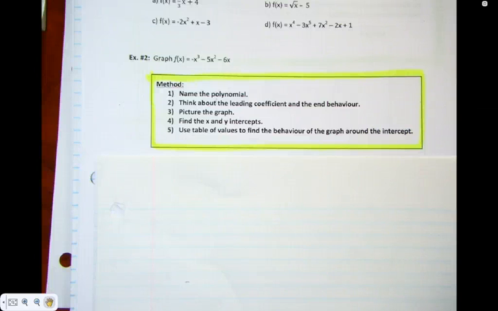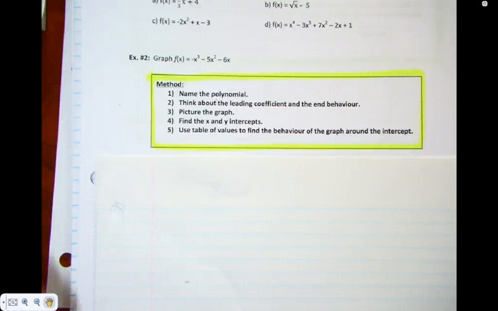Steps number 1, 2, and 3 are in your head. For the first example, I'm going to show some work, but we normally would do the first 3 things in your head. When you look at a question, the first thing you want to do is name it, figure out the end behavior, and picture what it's going to look like. All of that's going to give you an idea how to draw the graph.